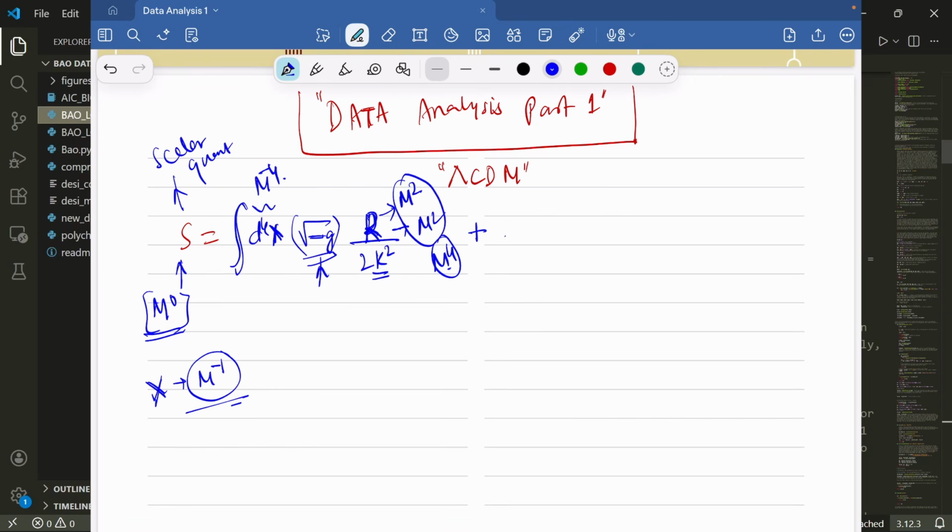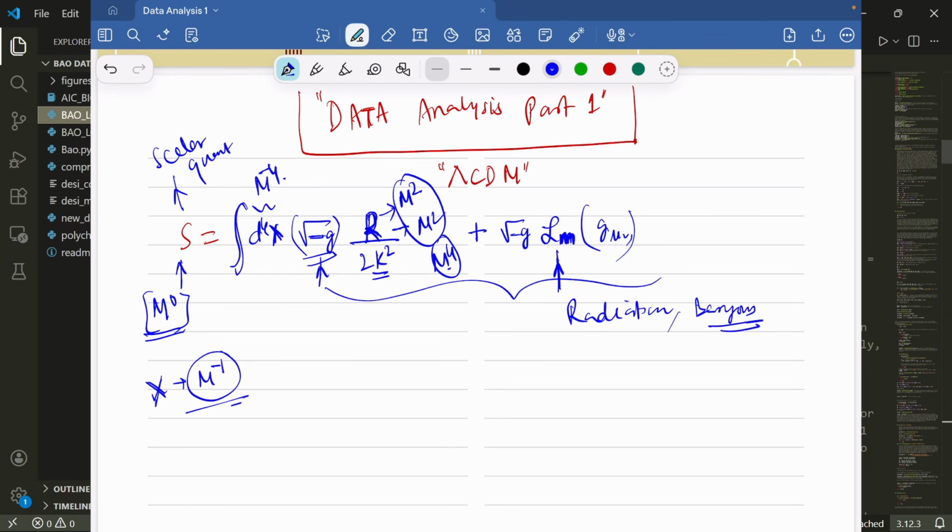Again, I have to multiply with the square root of minus g, and I can add the matter part. Now, in this matter part, I can include anything, like g mu nu, that is minimally coupled. This scenario becomes a minimally coupled scenario where this Lagrangian of matter can contain our radiation. These are the components of the universe: radiation, baryons. We are talking about the protons, electrons, and all those things. They are electromagnetically charged. All right, and this is the dark matter.